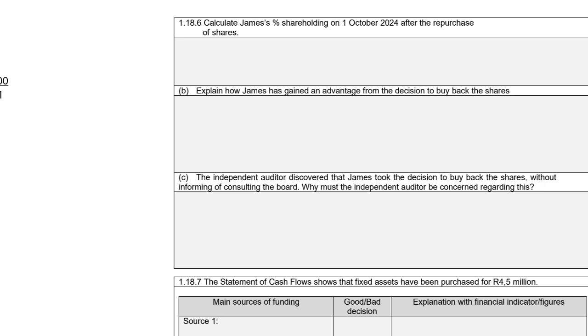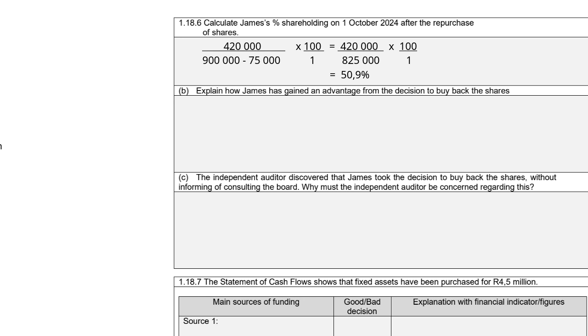1.18.6. Calculate James's percentage shareholding on 1 October 2024 after the repurchase of shares. So we're going to start with his number of shares, which is 420,000, and then we divide by the amount of shares we have in the beginning of the year, 900,000 minus the 75,000 shares that we bought back, times 100/1. That then gives us 420,000 shares divided by 825,000 shares times 100/1, and that gives us 50.9%.